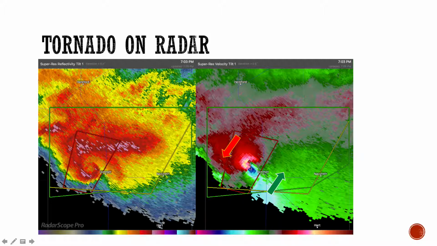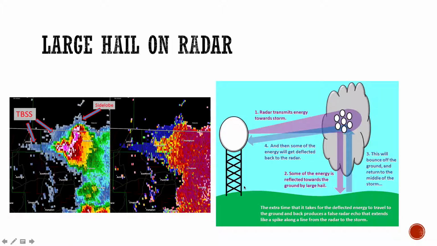on radar. So if you can imagine this, winds going towards the radar, then wrapping around and going away from the radar, and that's how you get that rotation signature right there. So when we see this, we issue the red box, which is the tornado warning, because it's a good indication of tornadoes. You can also see large hail on radars.